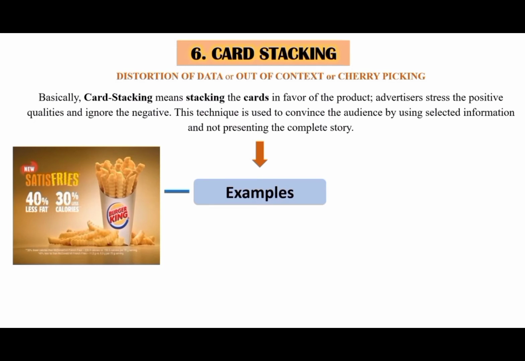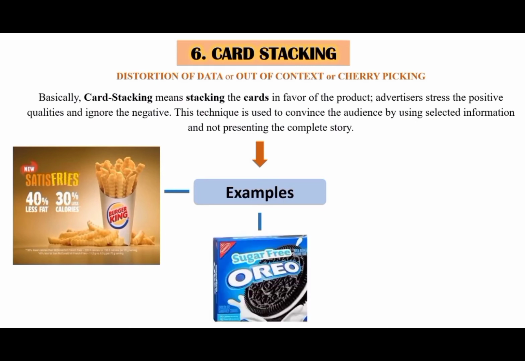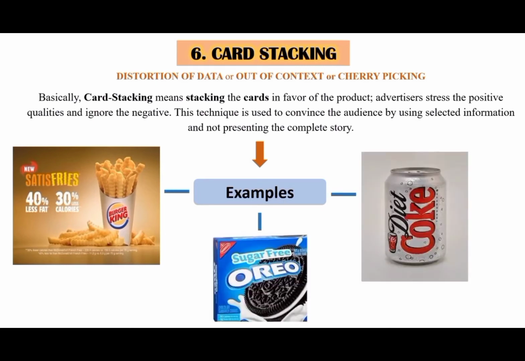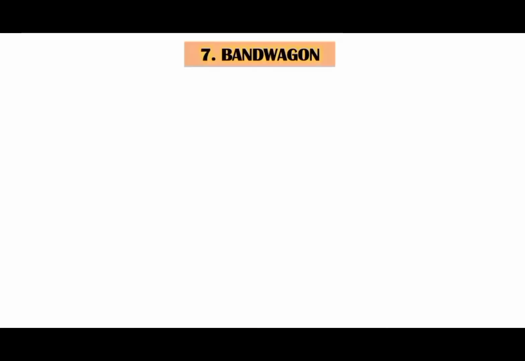For example, potato fries, as we all know, is loaded with salt, oil, and calories. And here is Burger King boasting that theirs has 40% less fat and 30% less calories than those other fries in the market. This ad manifests a notion that their fries is healthy. Other examples, sugar-free Oreo, diet Coke. Sugar-free and diet are examples of card stacking.